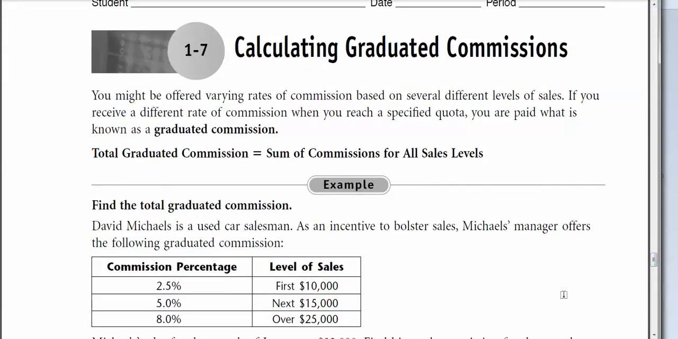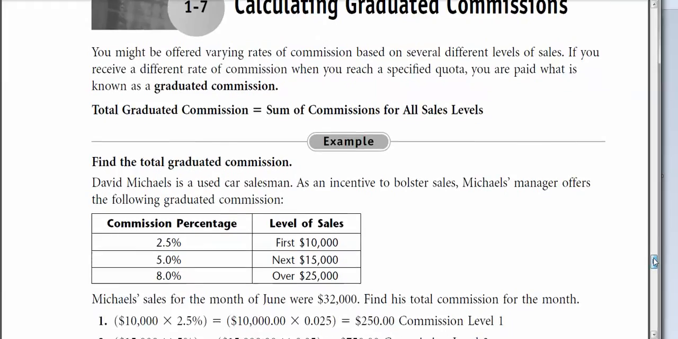Okay, so here's our last section. It's called Calculating Graduated Commissions. So you might be offered varying rates of commission based on several different levels of sales. If you receive a different rate of commission when you reach a specific quota, you are paid what is known as a graduated commission. So basically you get paid different rates depending on where you are. So the total graduated commission is equal to the sum of the commissions for all sales levels. So they have to give you the commission basically for each of it.